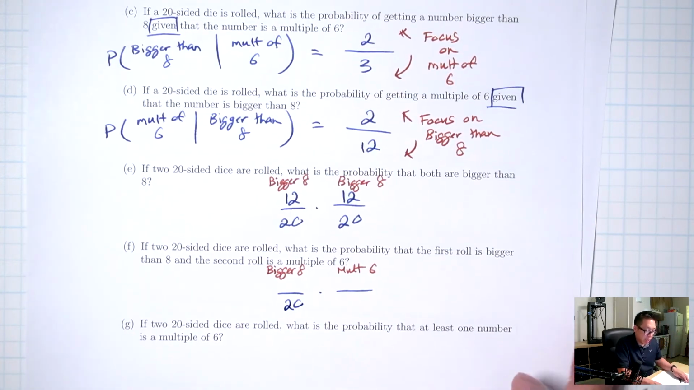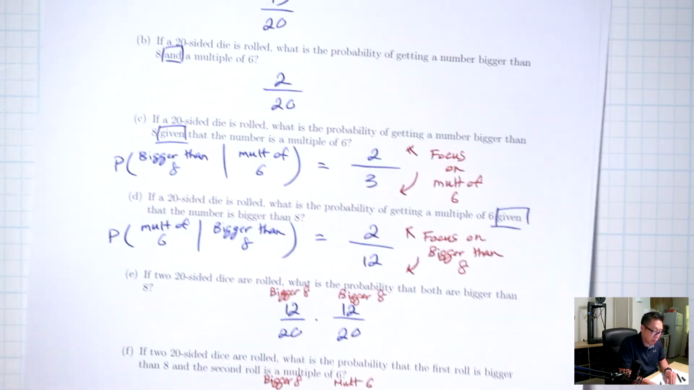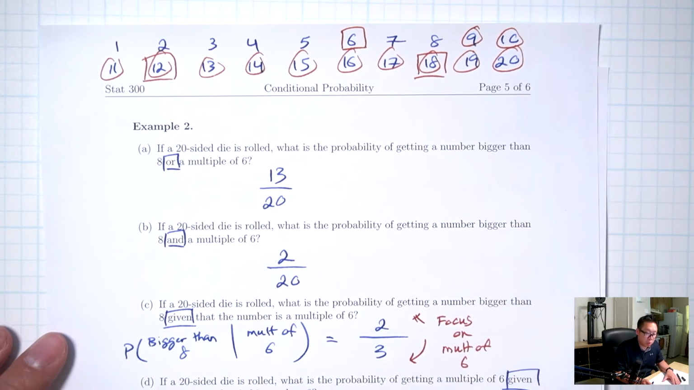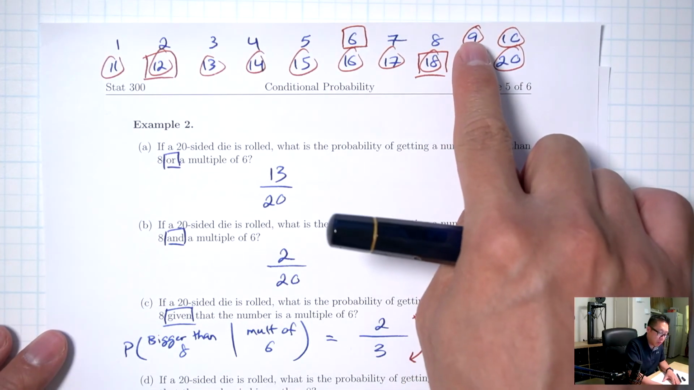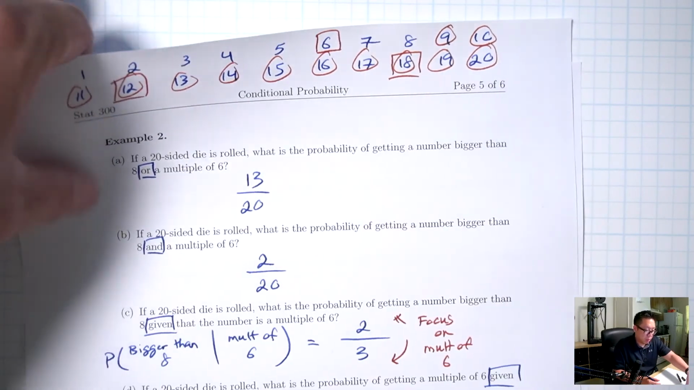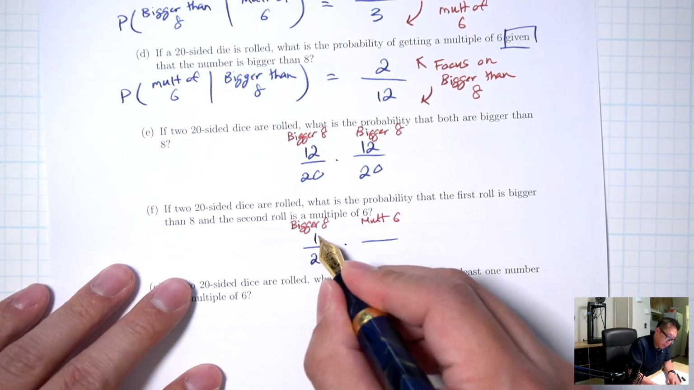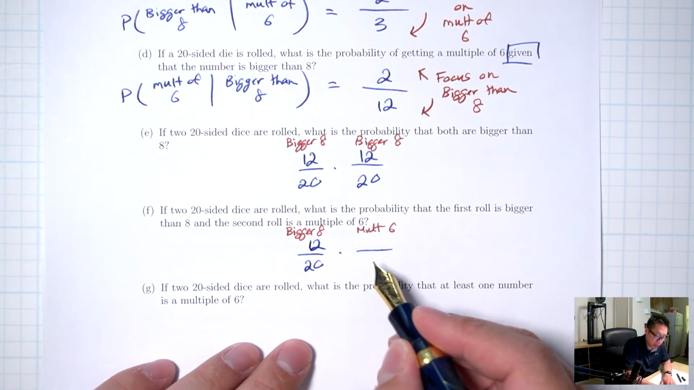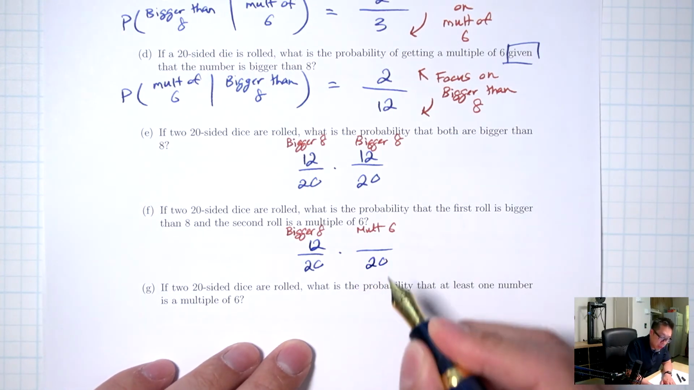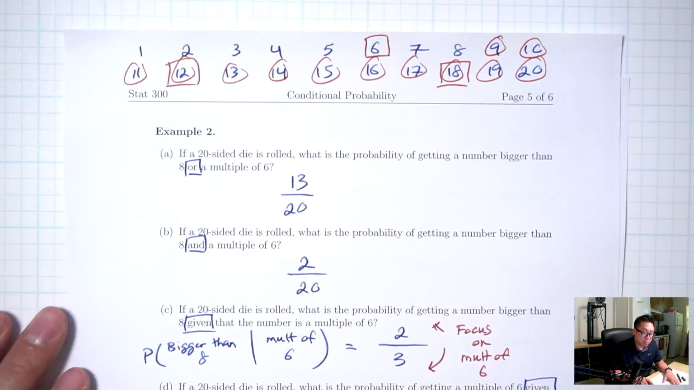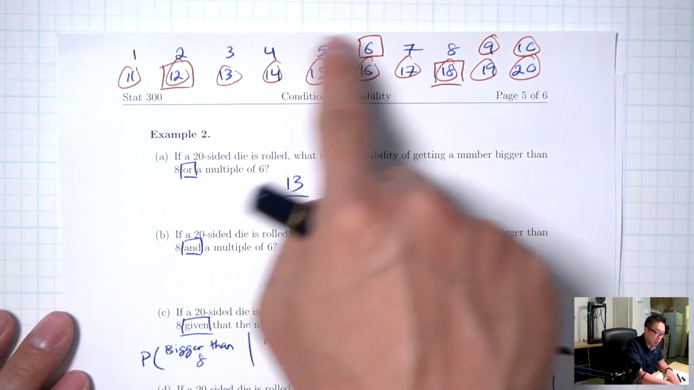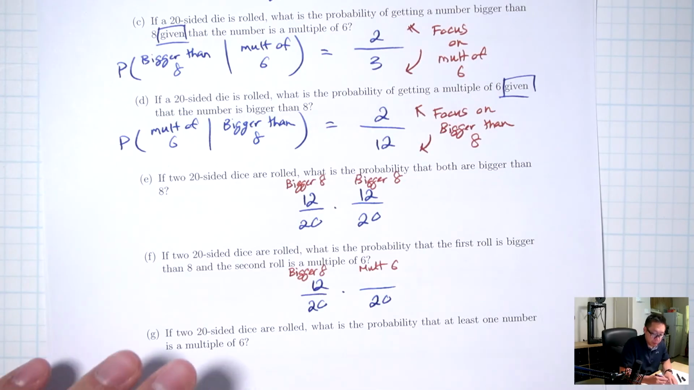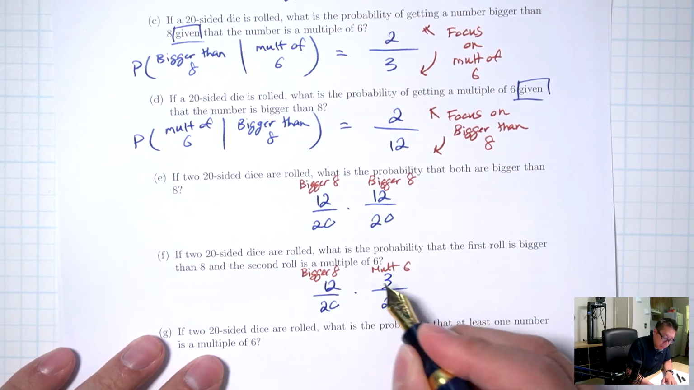How many are bigger than 8? Bigger than 8 are the circles. I think we counted already. That was 12. And then again, for dice, you don't reduce. So the second fraction, the bottom will be the full 20. Multiples of 6. These are my boxes. 3. And I don't have to think about reducing at all, so it's the full 3.